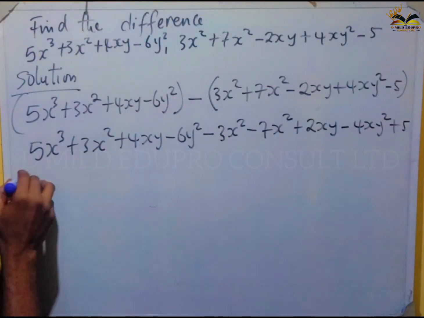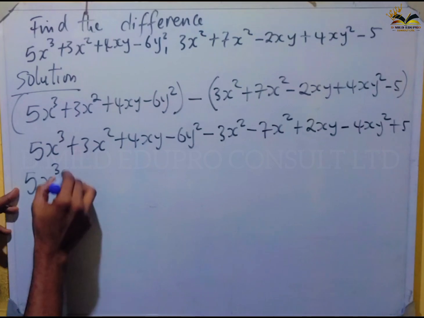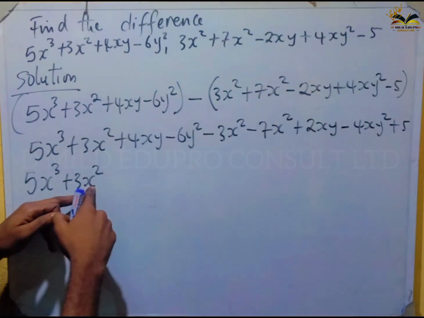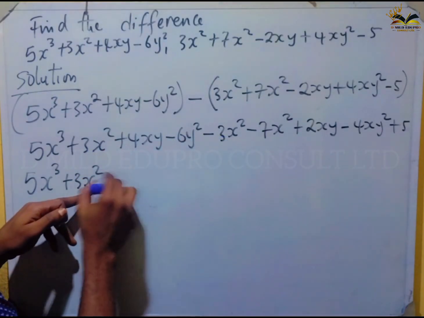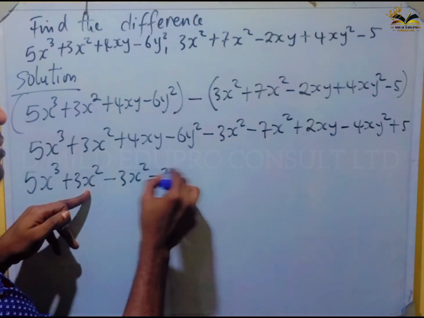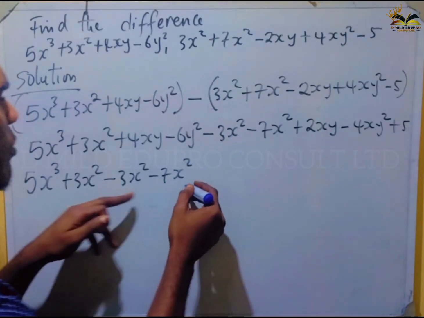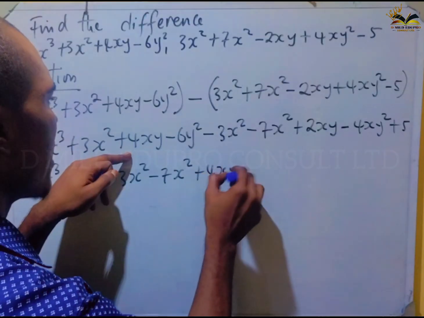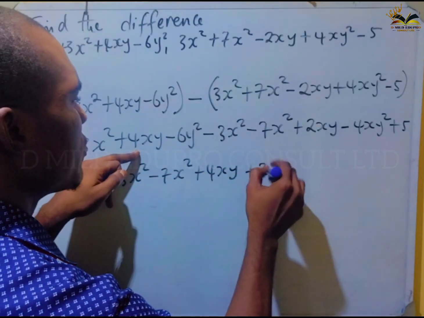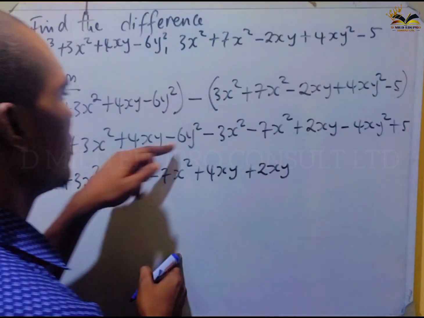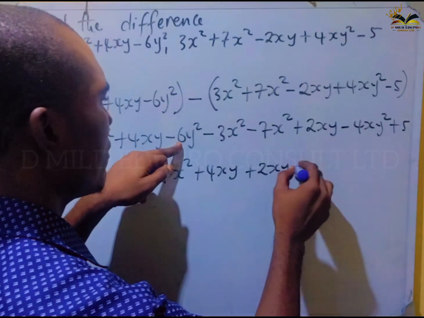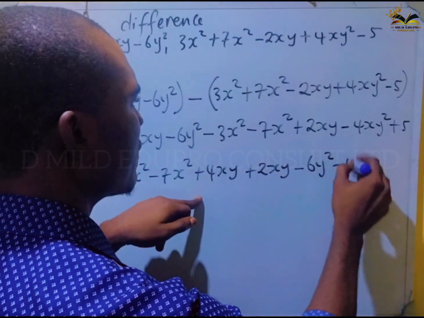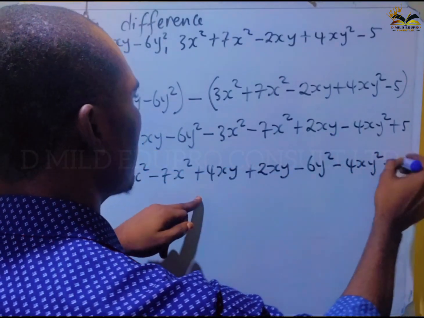Now let's collect like terms. This gives you 5x^3 plus 3x^2. We don't have any other cube, so pick this. Which other 3x^2? So we have minus 3x^2 minus 7x^2. We're done. Then we now have this plus 4xy. Which other? Plus 2xy. We now move to this, then minus 6y^2. Any other y^2? Then minus 4xy^2 and plus 5.